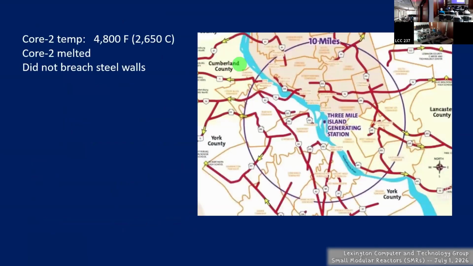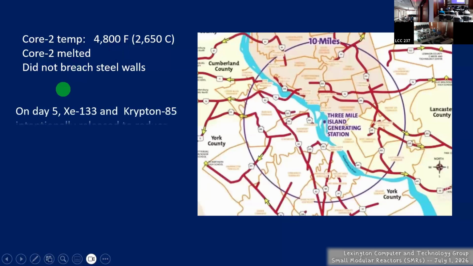So here's TMI in the middle of the Susquehanna River. The temperature of core number 2 rose to 4,800 degrees. Core 2 melted. It did not breach the steel walls. So they sat on it a few days, and they ended up with xenon-133. I'm not sure why. And they released xenon-133 and krypton-85.